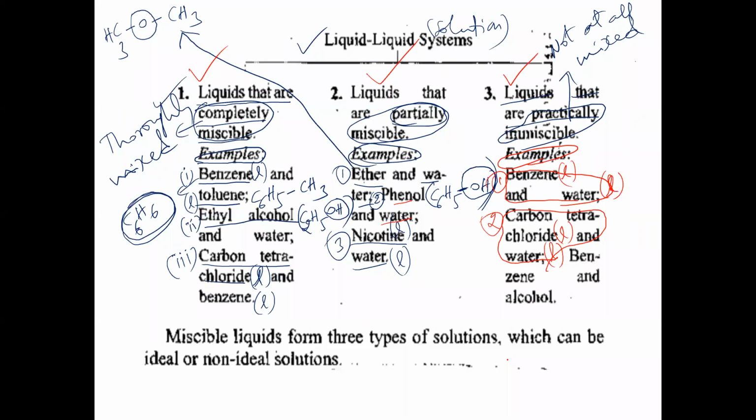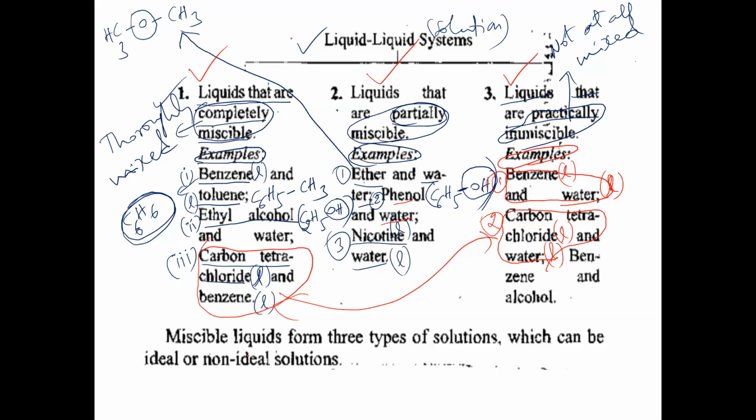Carbon tetrachloride and water. Okay, but carbon tetrachloride and benzene are completely miscible. But carbon tetrachloride and water are not at all mixed. They are immiscible. Tell me, why are these two taken like this here? Why is carbon tetrachloride dissolved in benzene? Why is carbon tetrachloride not dissolved in water?